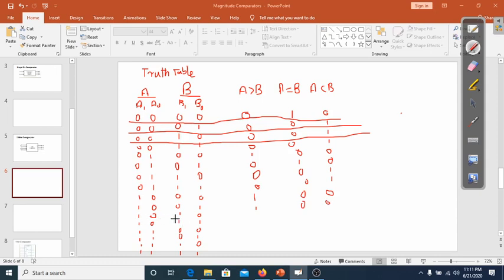1, 0, 1, 0, here a and b are equal, the remaining outputs are 0. 1, 0, 1, 1, here a is less than b, so this output is 0, a is less than b, this is 1. So 1, 1, okay, then 1, 1, 0, 0, here a is greater than b and the remaining outputs are 0.